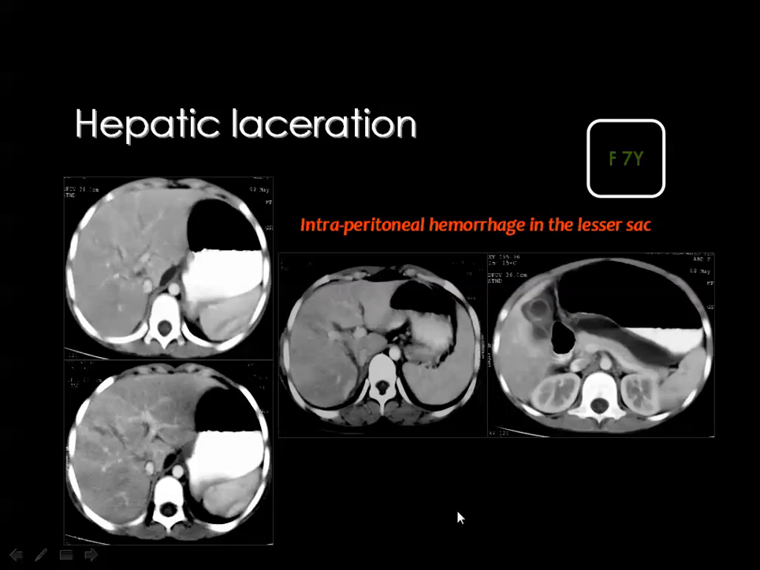And this is a female child with hepatic laceration and intraperitoneal hemorrhage. And you see here, this is the site of the laceration, and the laceration is relatively branching throughout the liver parenchyma, and you can easily appreciate this fluid in the lesser sac between the stomach and the pancreas.